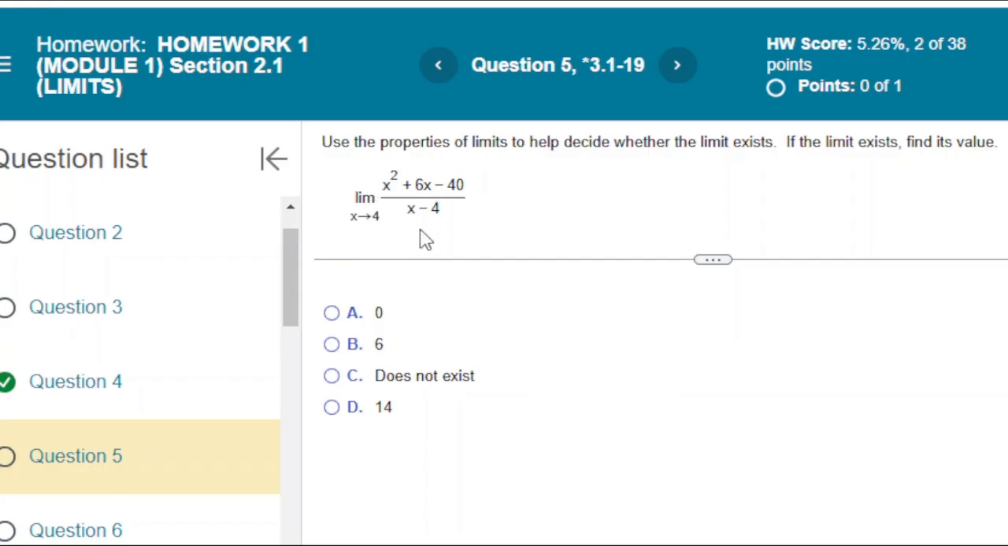We're going to factor the numerator. So we have x minus 4 in the denominator, and we're going to have to factor the numerator. In fact, when we plug in 4, notice you get 16 plus 24, which is 40, minus 40, which is 0. And you plug in 4 in the denominator, you also get 0.